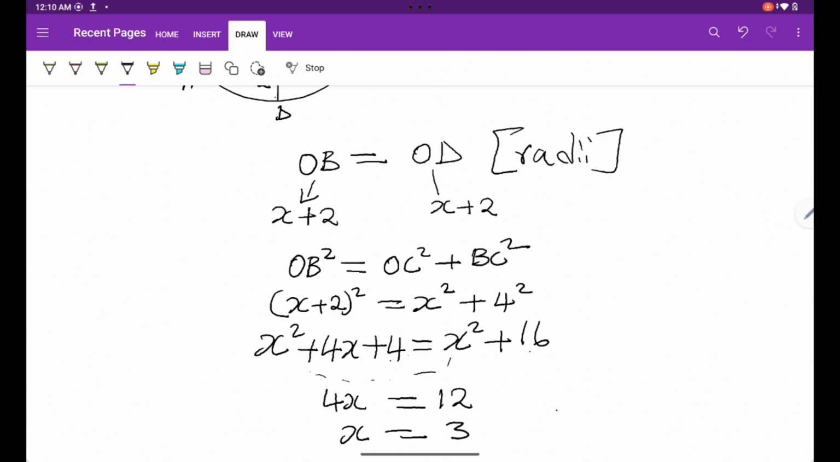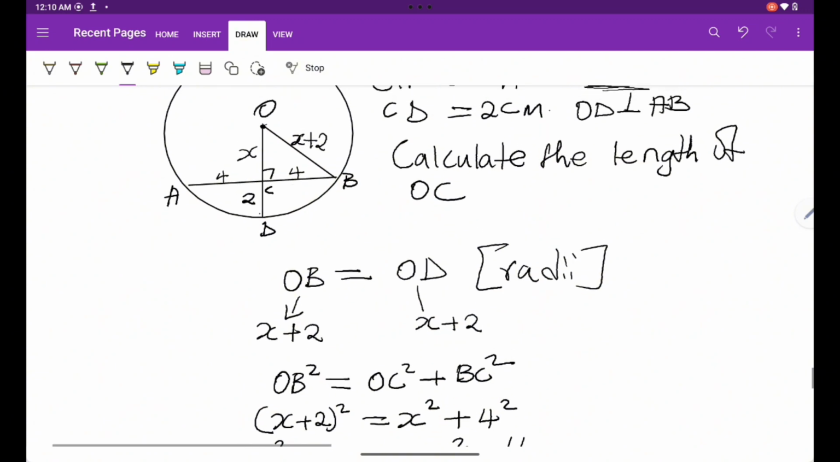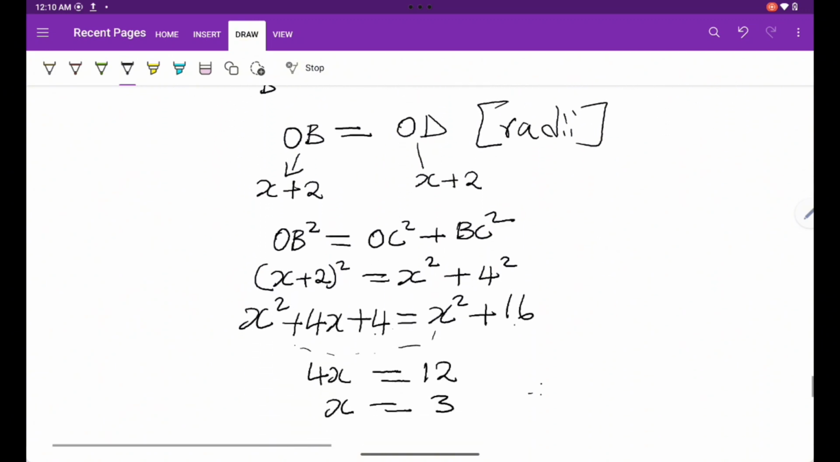So in other words, the length of OC will be 3 centimeters.